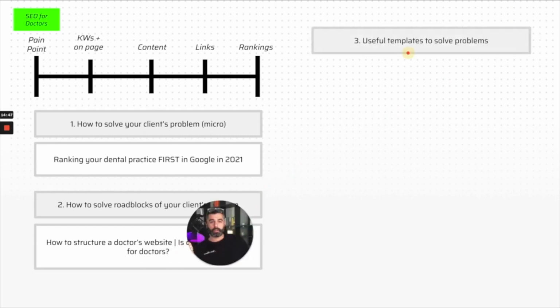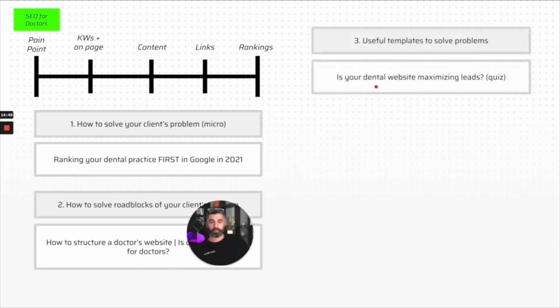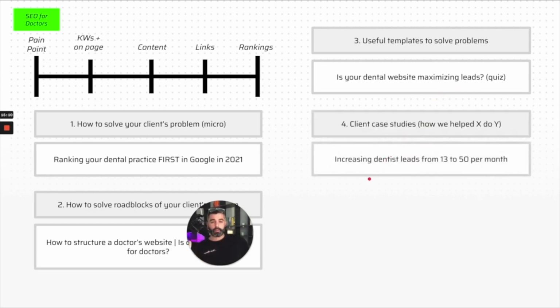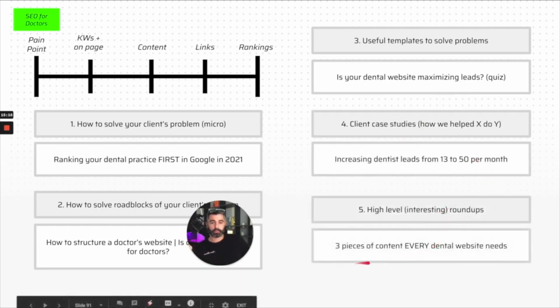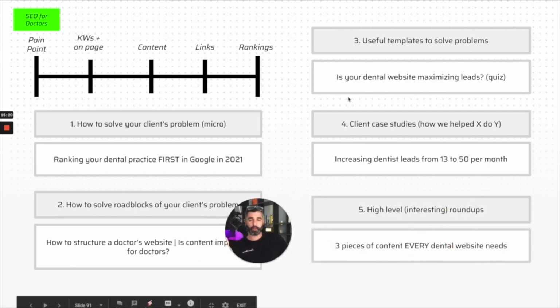Next one up is useful templates. This one's a little bit challenging, but is your dental website maximizing leads? And it could be a quiz. Quizzes are another really high-level, lightweight way to pull people off of social networks, cold traffic, and just get them into your ecosystem, grab their stuff. Quizzes are really great. Client case studies, straightforward: increasing dentist leads from 13 to 50 per month. And then high-level, interesting roundups: 3 pieces of content every dental website needs. Again, I apologize for going from dental to doctor, but they're pretty much the same thing.